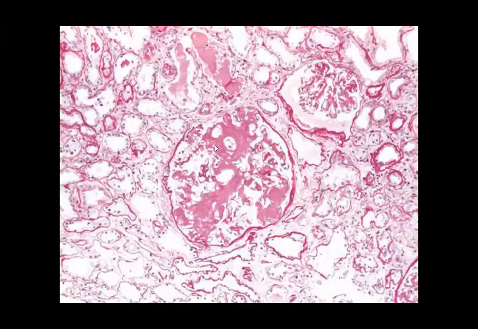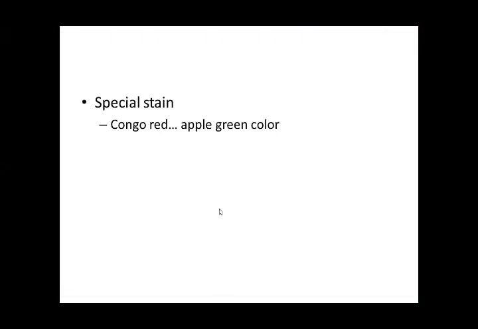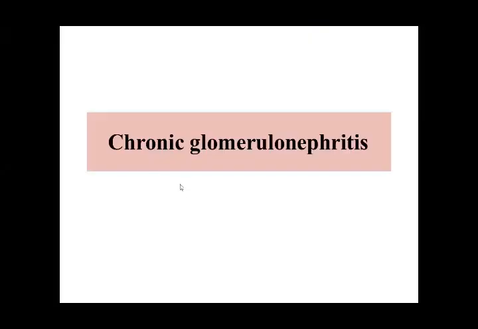This is ribbon-like deposit of amyloid. Look at this, it has flooded the glomerulus. Special stain: Congo red, apple green color. Right? So the name of the stain is Congo red. And what will it show? It will show a green color, a bright green color, so we call it apple green color.